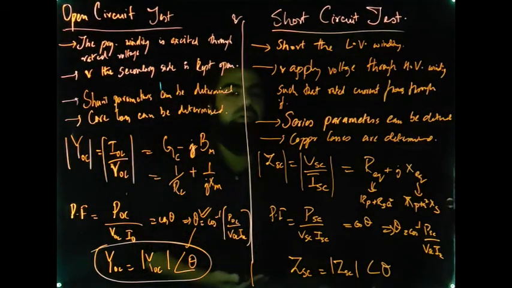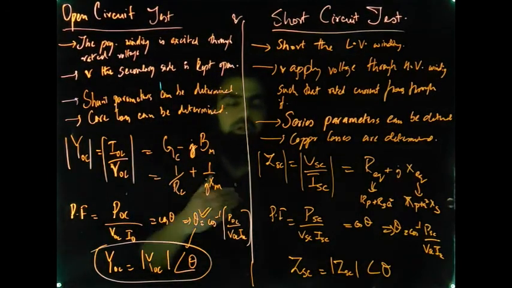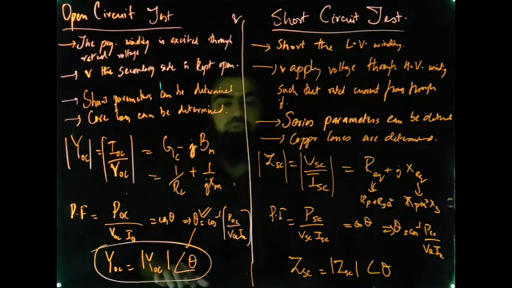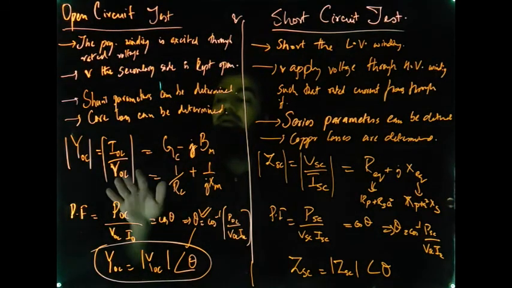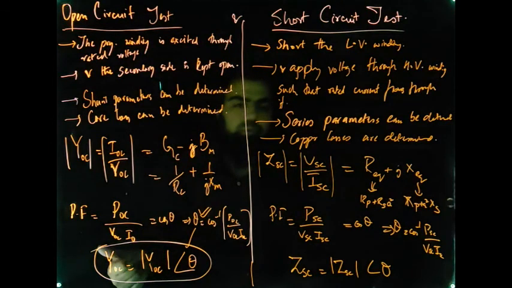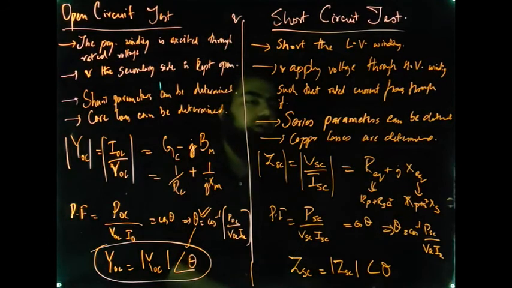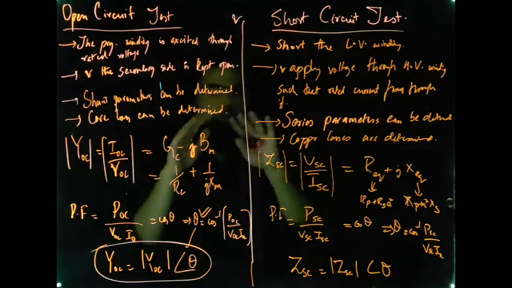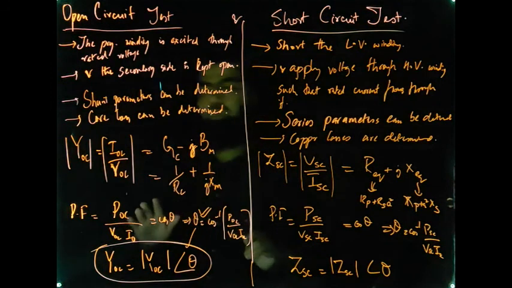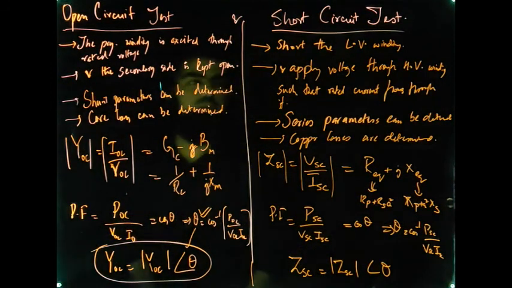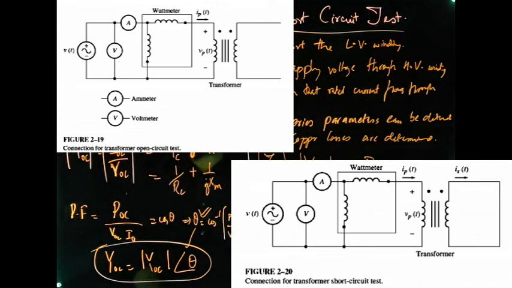So using the open circuit test, you can determine the shunt parameters because of the negligible voltage drop across the resistance Rp and reactance Xp, and we can also determine the core losses using the open circuit test, whereas in the short circuit test, we can determine the series parameters, and copper losses can be determined using the short circuit test. Here, once again, I'm showing you the circuit diagram of the open circuit test as well as that of the short circuit test.